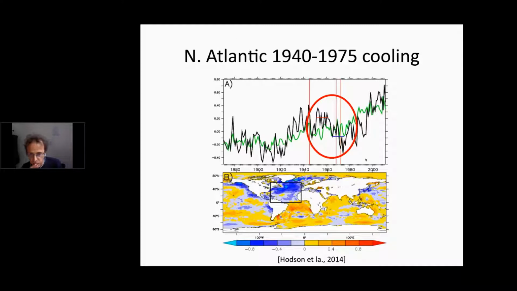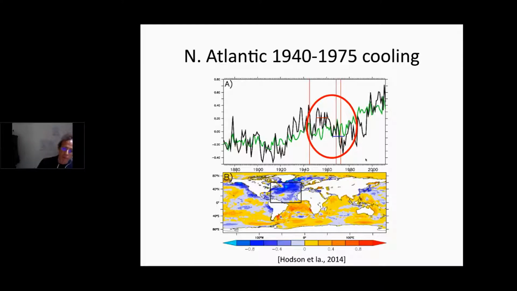In this specific study, we do not tackle the whole thing, but we decided to focus on one specific part of the cycle. In particular, we decided to focus on the cooling which occurred around the middle of the 20th century, between the 1940s and the middle of the 1970s.